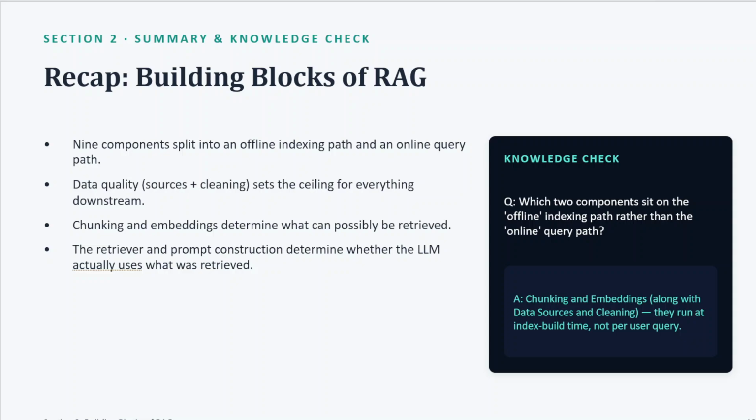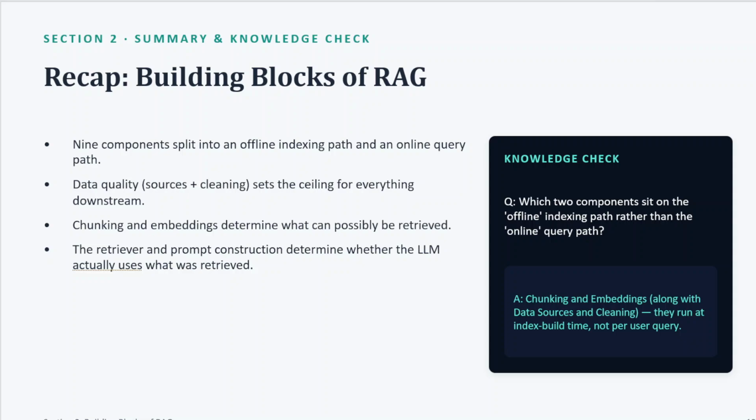Okay, so the overall recap is that for the building blocks of a RAG system, you're going to have 9 components, split into the offline indexing path and an online query path. The data quality, which is the sourcing plus the cleaning, sets the ceiling for everything downstream. Chunking and embedding determine what can possibly be retrieved. And the retriever and the prompt construction determine whether the LLM actually uses what was retrieved.